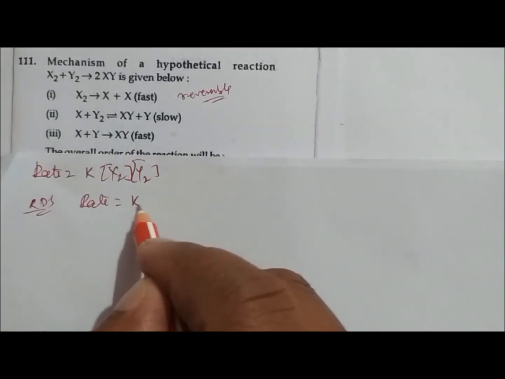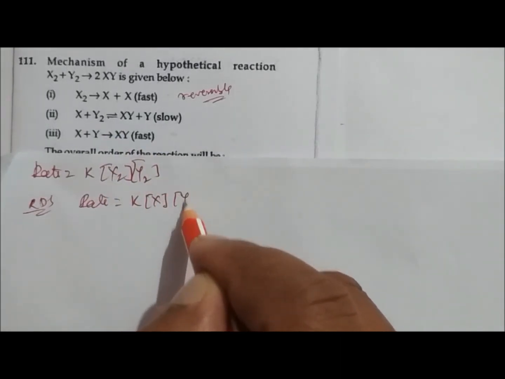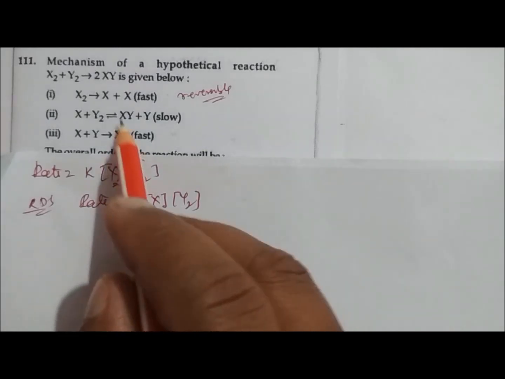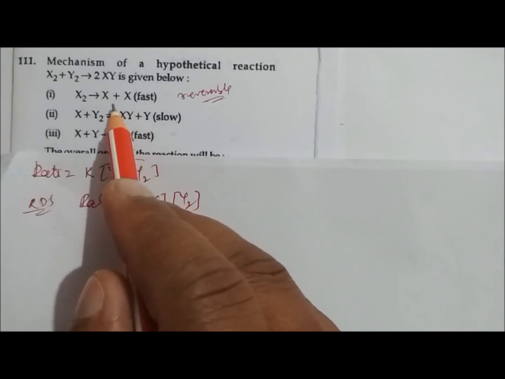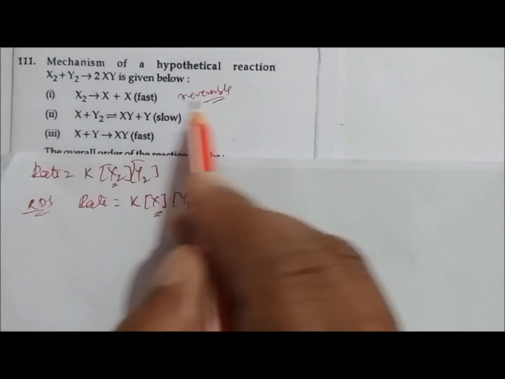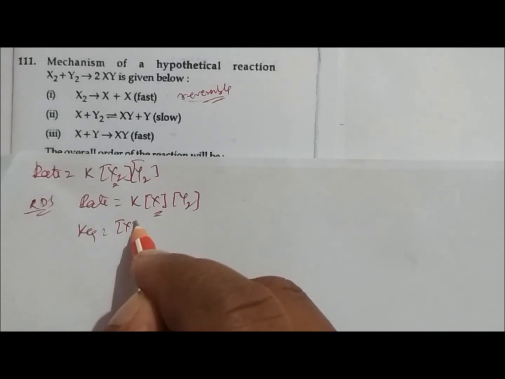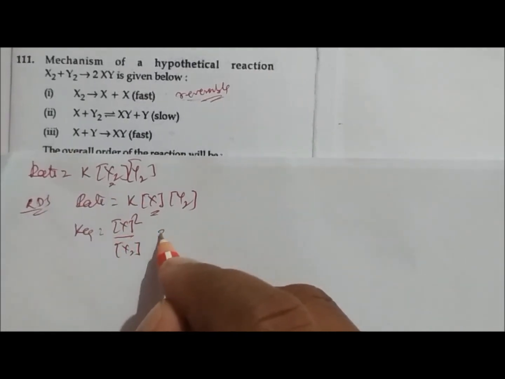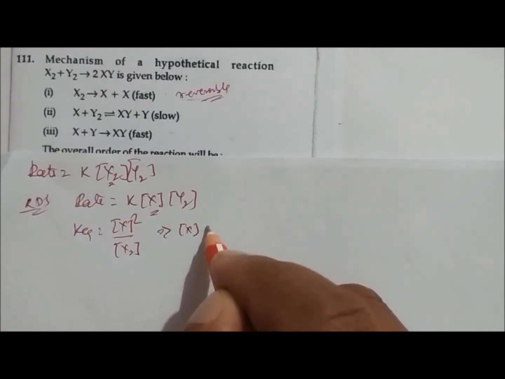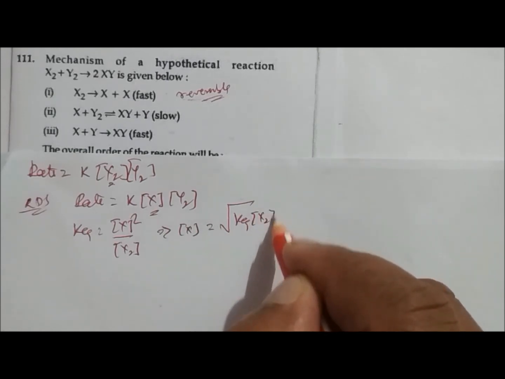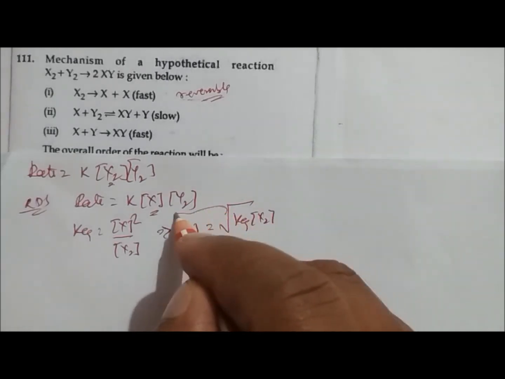Overall rate of this will be K into X and Y2, but here X is the intermediate, because in the reactant X is not there. So only the first reaction, if you assume it as a reversible reaction, then you can solve this equation. Reversible reaction means K equilibrium will be equal to X whole square divided by X2. So X will be equal to the square root of K equilibrium into X2. We can substitute this value over here.